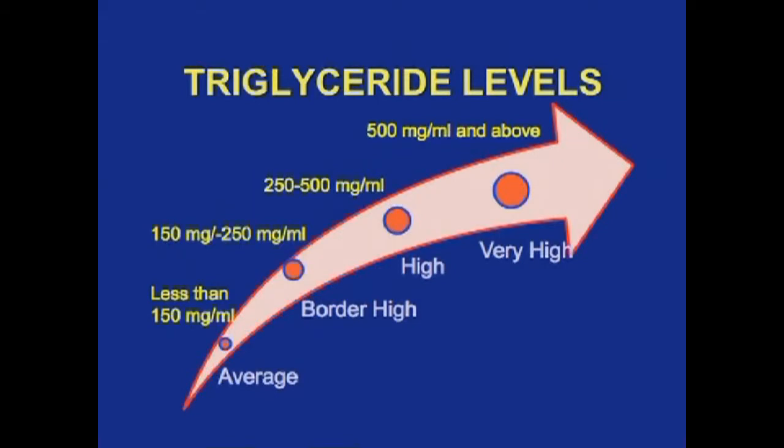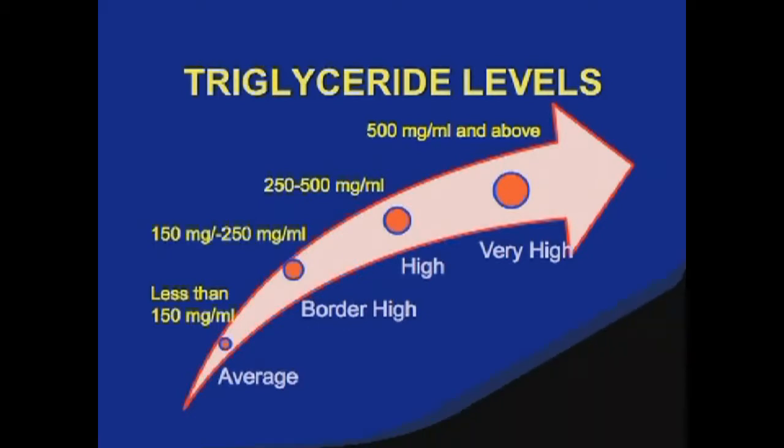But from over 250 to 500 is high triglyceride. The top, very high, is when it's above 500. When the triglycerides are over 500, it may trigger a lot of complications. Can you tell us what the complications are if the patient isn't treated on time?